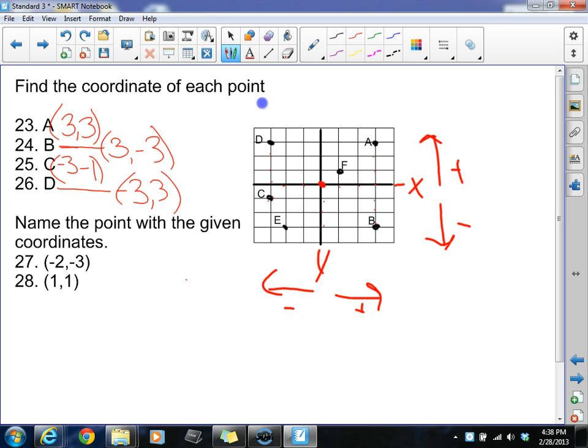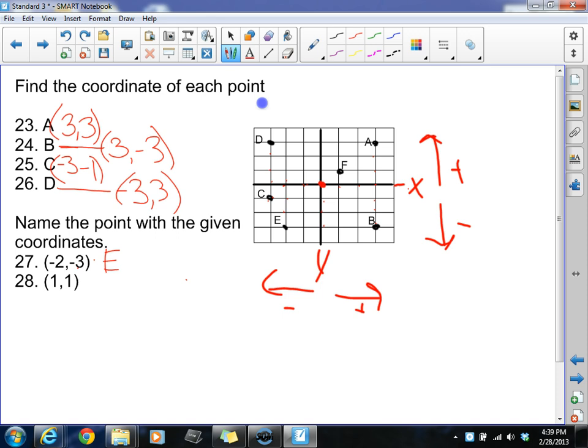Okay? So, last thing, naming points with the given coordinates. Now right here I see my coordinates. I see negative 3, negative 2. So what I'm going to do is we'll start at 0, go negative 2 on the x-axis first, so 1, 2, and then I'm going to go down 3. 1, 2, 3. Oh, look at that. So the answer for the first one is E.